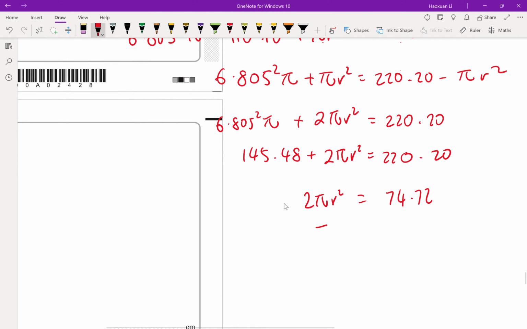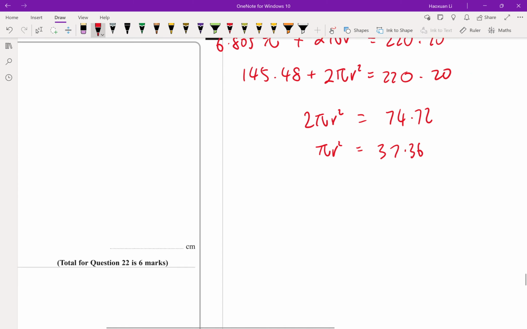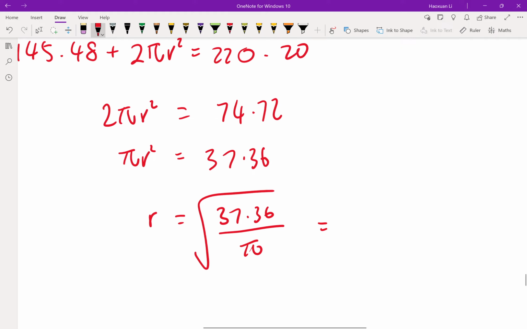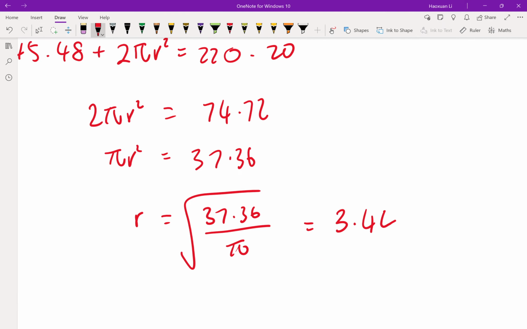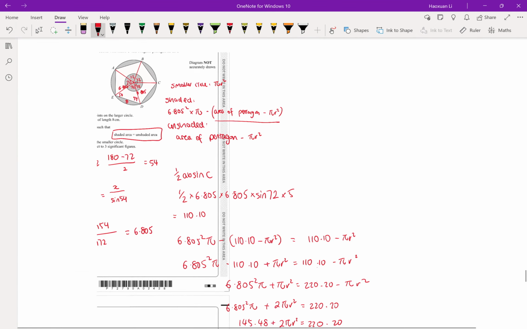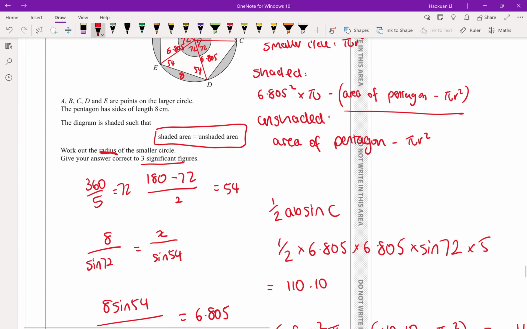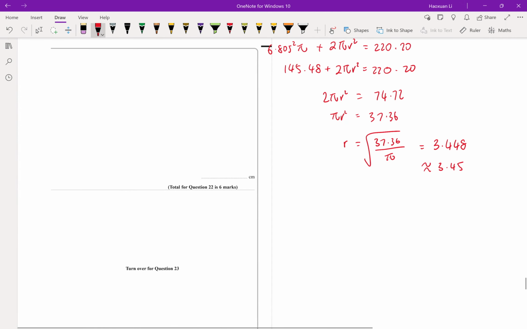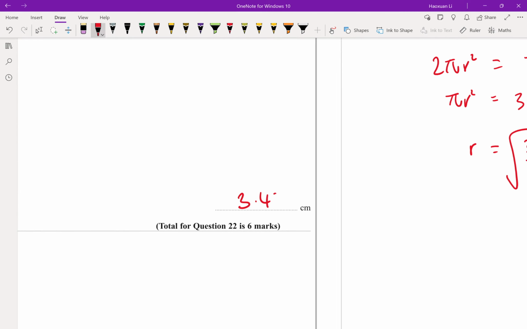And then to make it just pi r squared, pi r squared equals 74.72 divided by 2, which would be 37.36. And then to work out the value of r, you simply rearrange the formula, divide this by pi, and square root that. So the square root of 37.36 over pi will simply give you 3.448. But because it says to 3 significant figures, I'll give it to 3.45. So 3.45 here.